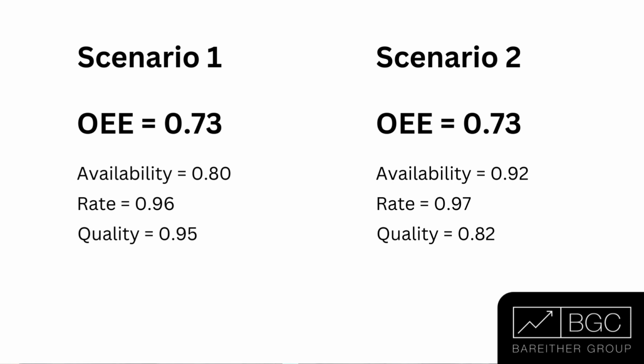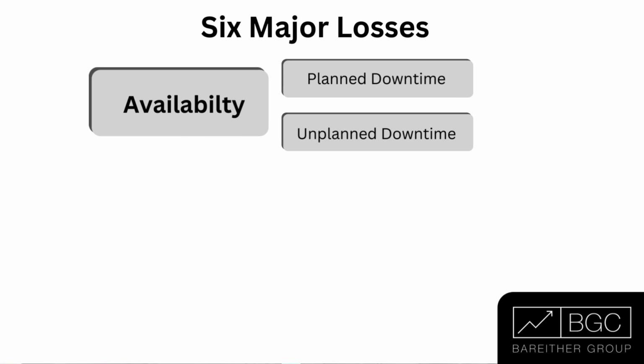With this information, it might encourage us to take different actions to improve the process and the output of the product. To help us categorize this, there are 6 major losses that we talk about, 2 in each category of the OEE calculation. In availability, we have losses for planned downtime, such as setups, changeovers, and preventive maintenance, as well as unplanned downtime due to equipment failures and crashes.